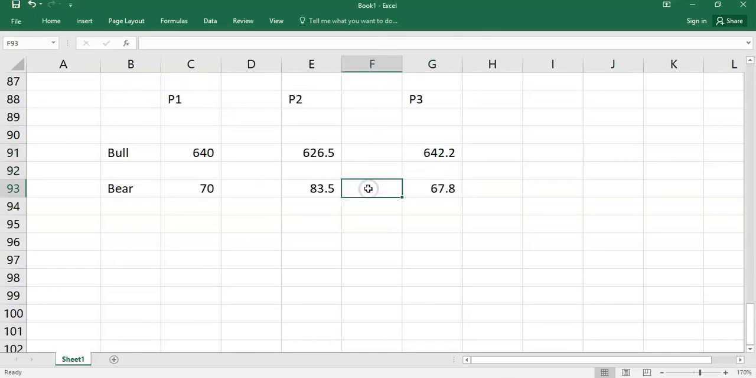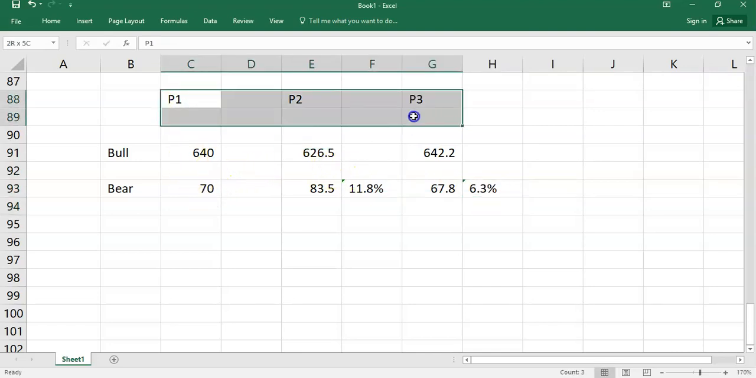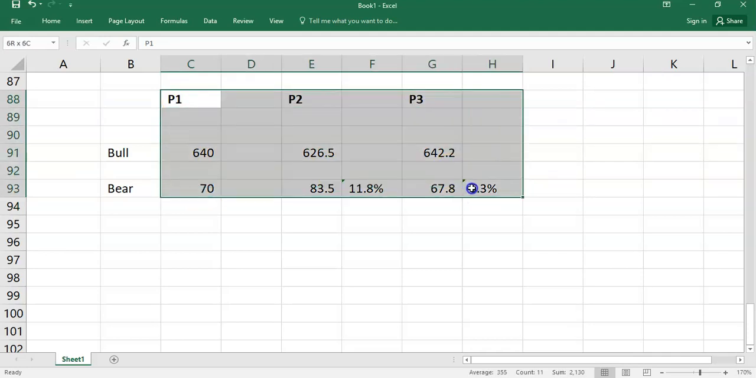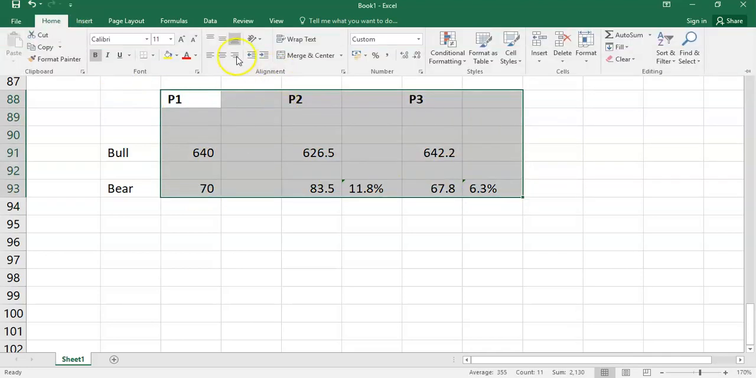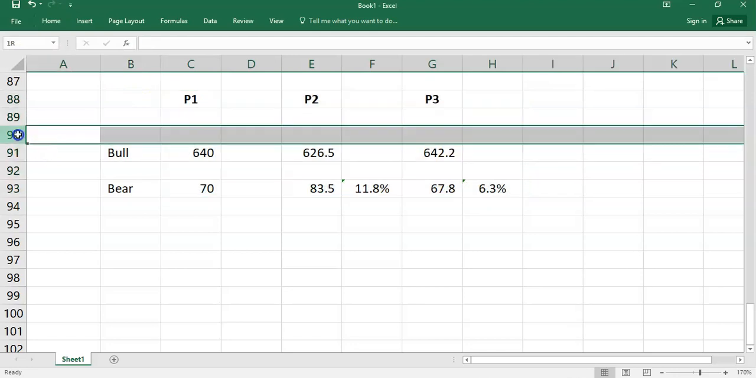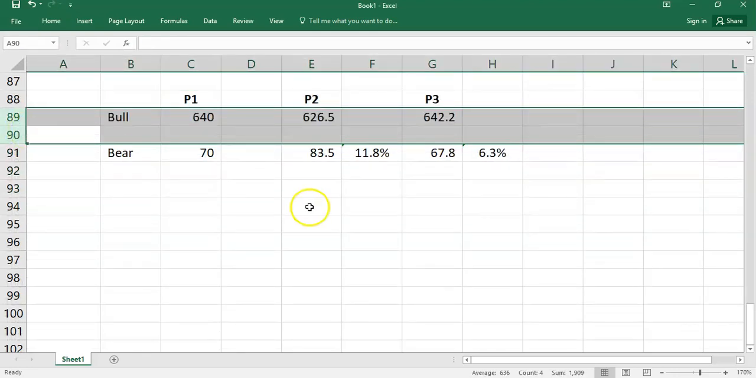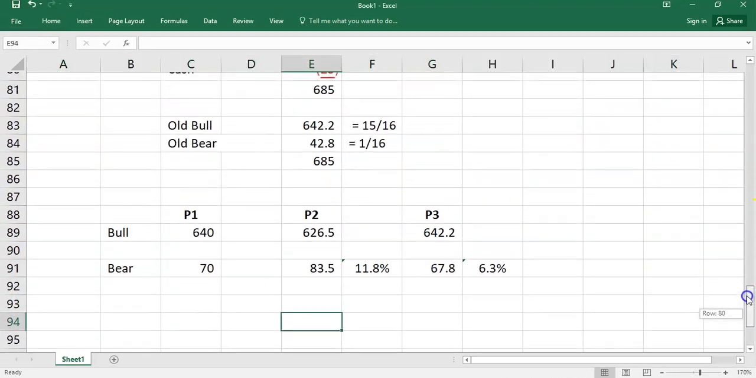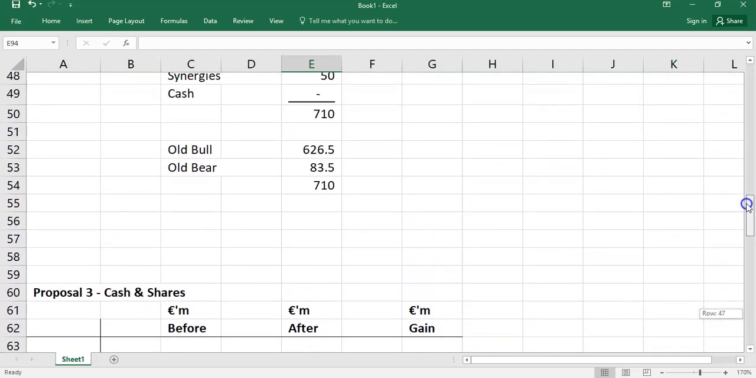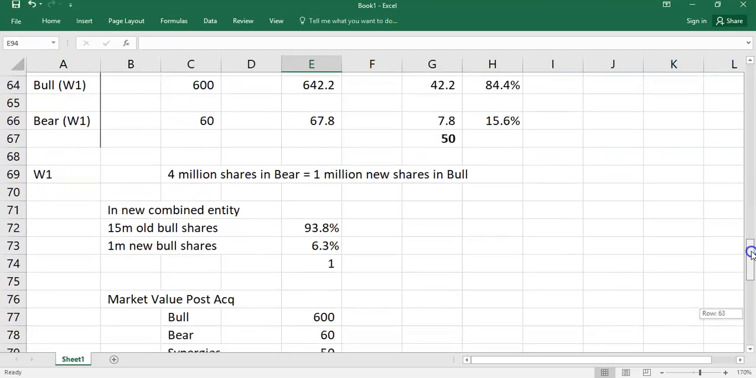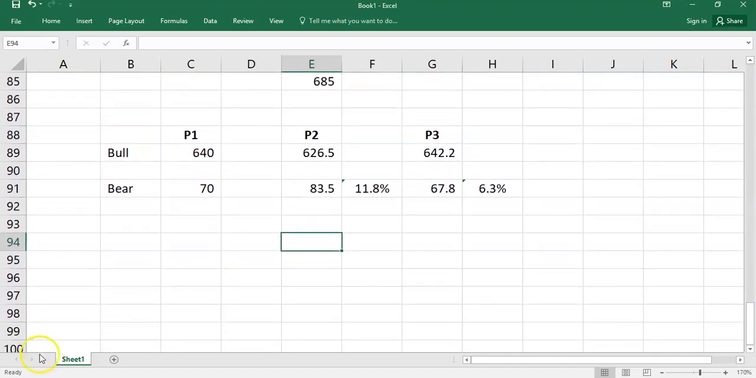In this case, they get 11.8% of the shareholding. So just put that beside it, 11.8%. And in this case, they get 6.3%. Just to remind you, as well as getting value, they're also remaining involved in the business overall. So we're putting these side by side. This is where you're going to make your comments at the end to see which one will be better off or who's gaining, who's losing. So 11.8% in proposal 2, 6.3% in proposal 3.